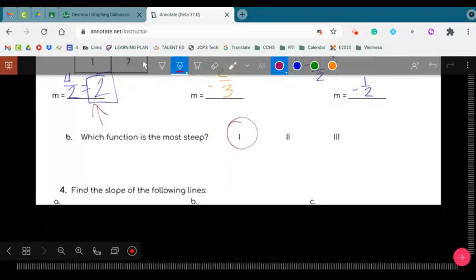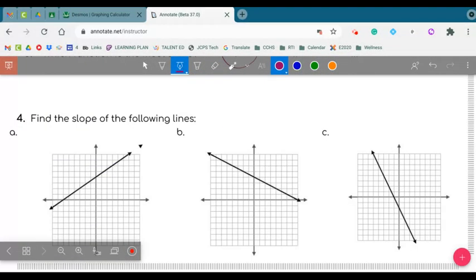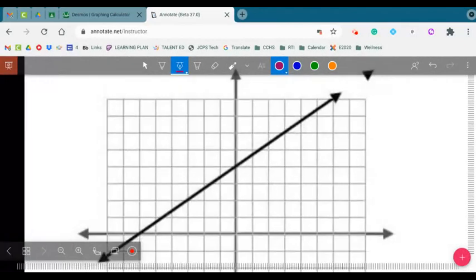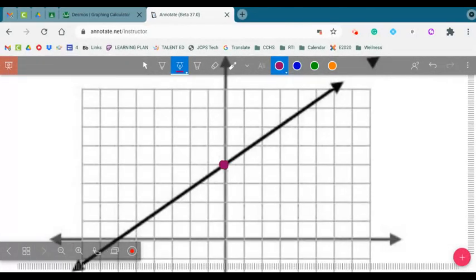Okay, let's go down to the bottom. It says find the slope of the following line. So on these lines, we're going to have to find 2 points, and we're going to have to find the rise over the run. So on the first one, we have our first point, which is right here. Then go up on the line, and it looks like our next point is going to be right about here. And if you ever need help finding the points, please ask. I'm happy to help you find the points.